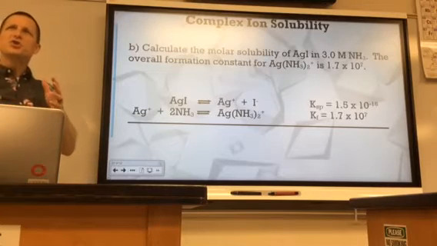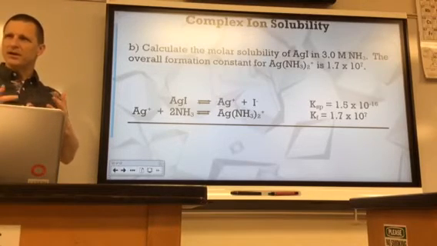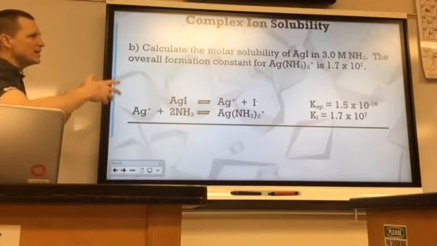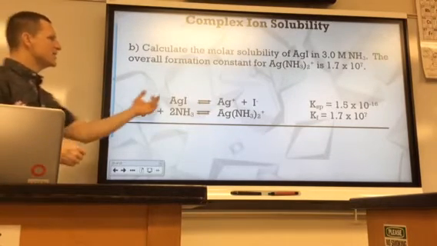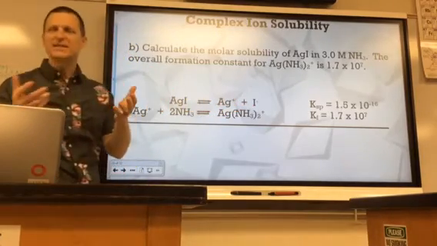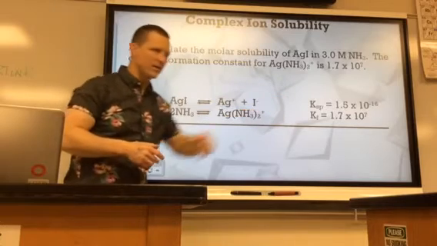So there are really 2 reactions happening in water when we put the ammonia and the silver iodide into it. The silver iodide is trying to dissociate. It only goes a little bit and then stops. You can tell that from the K value being so small.